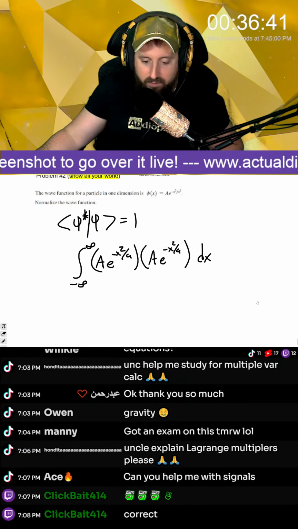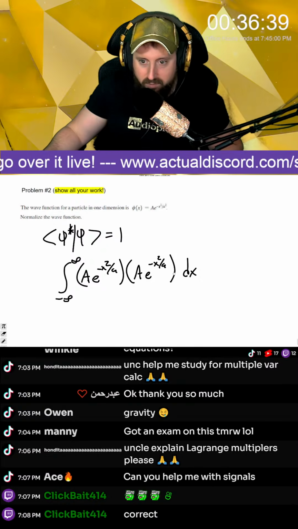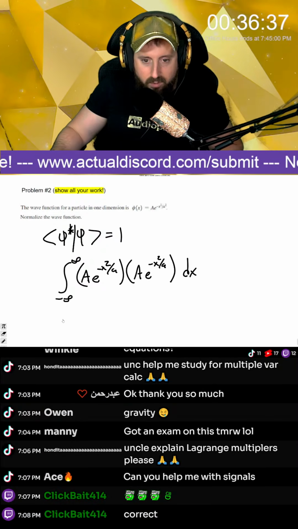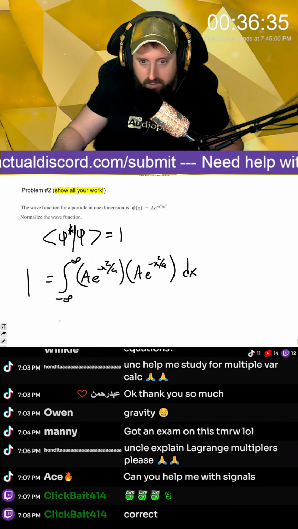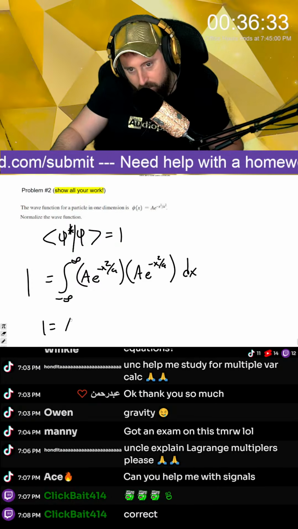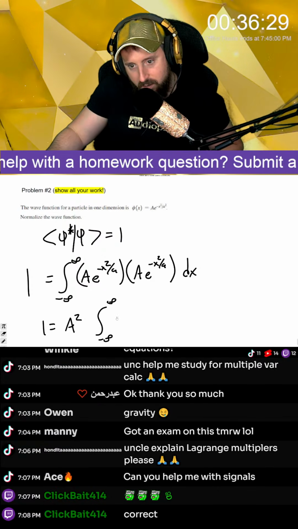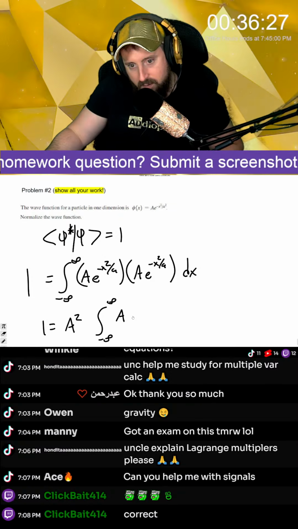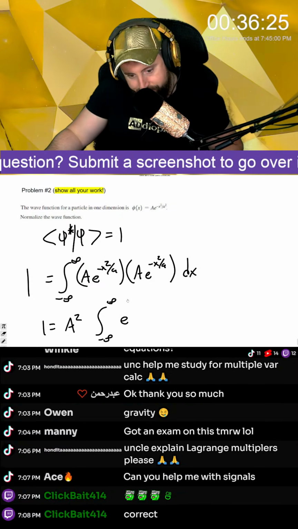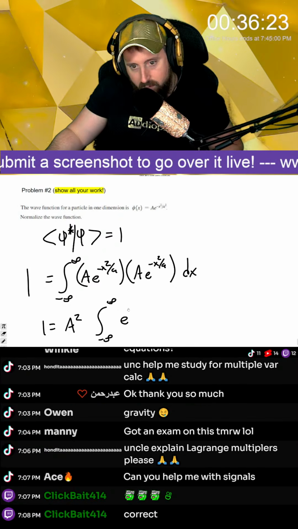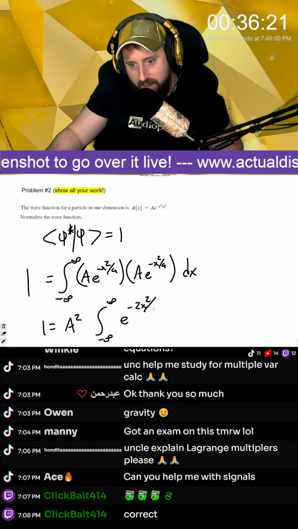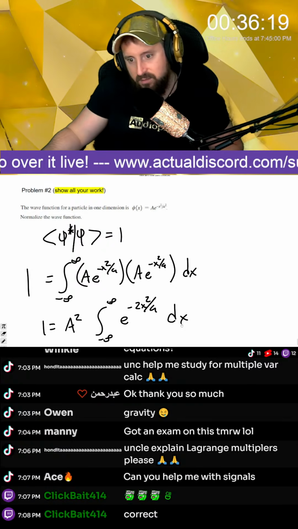This is quantum mechanics for those that are wondering what we're doing. We're doing quantum mechanics right here. Okay, and this all has to equal 1. So I get 1 is equal to a squared times the integral from negative infinity to infinity of e to the negative 2x squared over a dx.